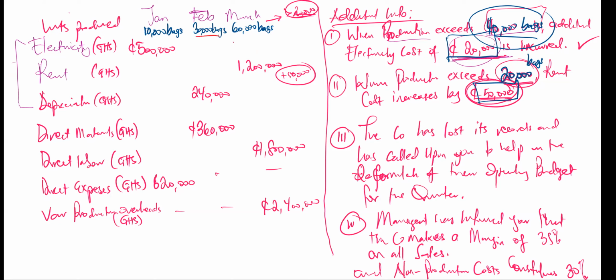But here, have we exceeded? No. So the cost will still be 500,000. Now, when we get to 60,000, because it has exceeded 40,000, we incur an additional 20,000, meaning this now becomes 520. Does that make sense to everyone? When we got to the last one, because we have exceeded, this figure includes the increase. True or false?